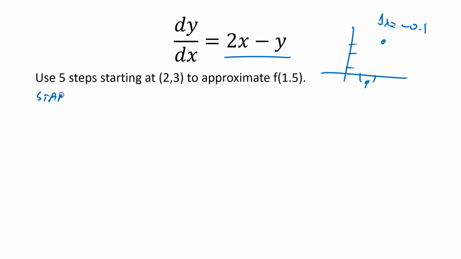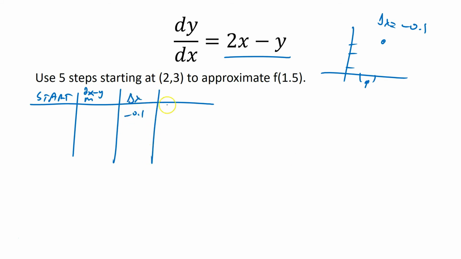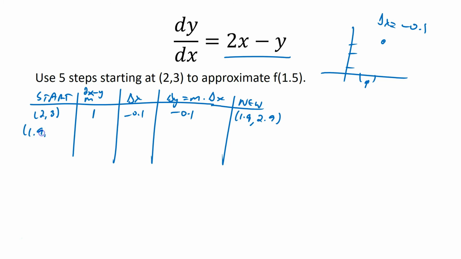So we have our start. We have our m, which in this case is going to be 2x minus y each time. We have our change in x, which we know is going to be negative 0.1 every time. And then we have our change in y, which is m times delta x. So we're starting at (2, 3). 2x minus y: 2 times 2 is 4, minus 3 is 1. Times negative 0.1 is negative 0.1. So our new point is going to be 1.9, because we lost 0.1 from the x, and then our y coordinate is going to be 3 minus 0.1, which is 2.9. All right, so that's our new starting point, (1.9, 2.9).